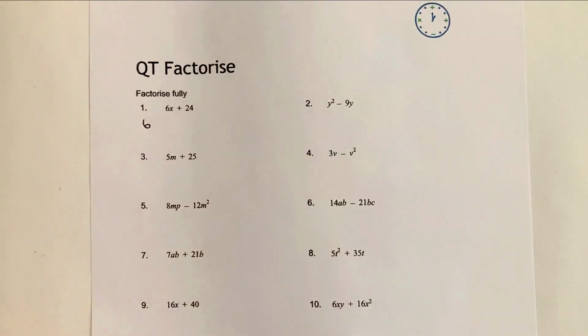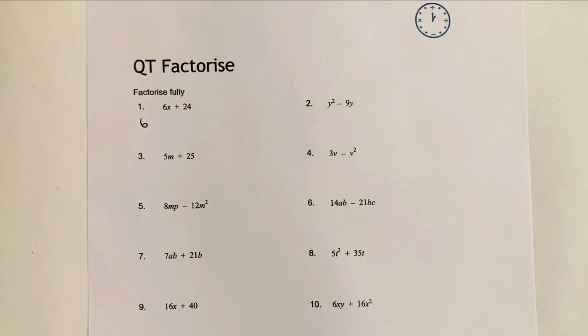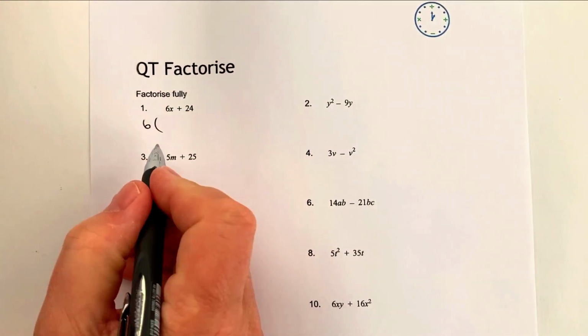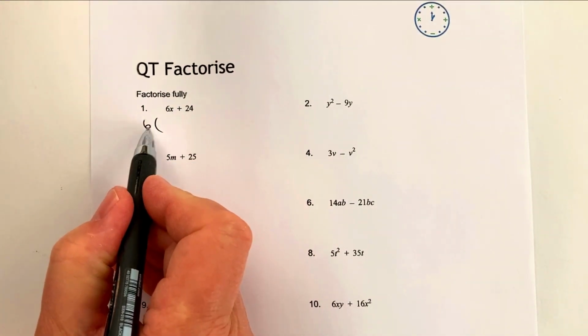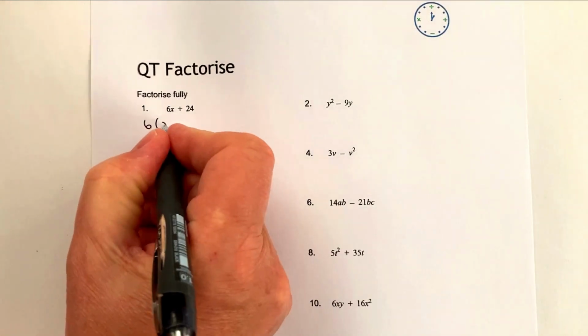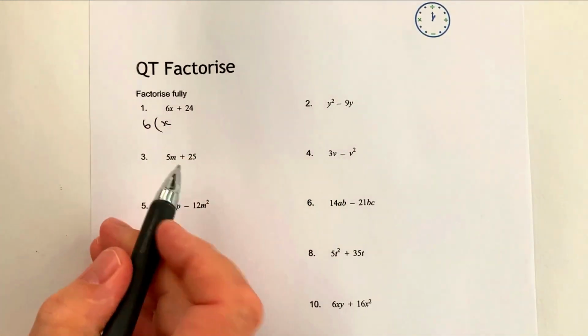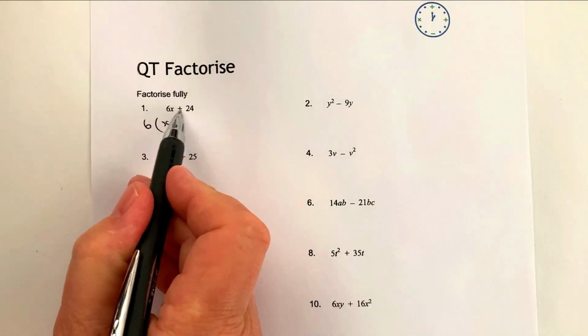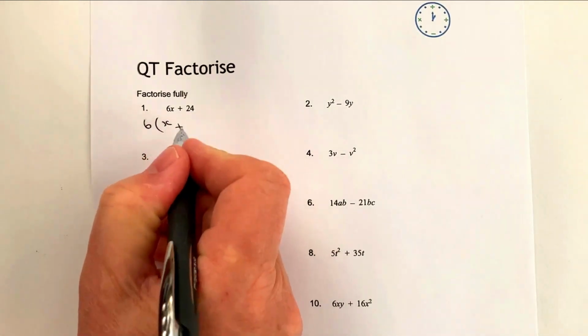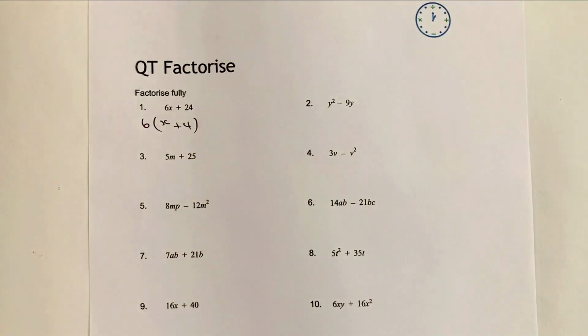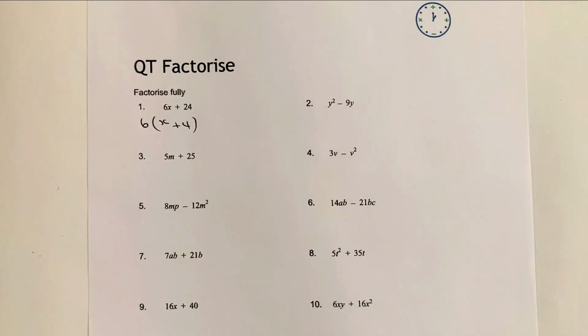So I take 6 out. And then I say, are there any letters which are common to both terms? Now in this particular case there aren't, so I'm only going to take 6 out, and then I open some brackets and I say, what do I multiply 6 by to get 6x? Well, I multiply it just by x. And then what do I multiply 6 by to get plus 24? Well, it's going to be plus 4. And actually that's it.